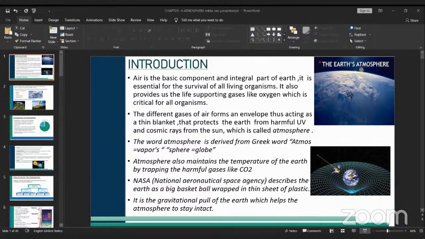Here you can observe also the Hadley cell, warm air, and again high pressure, low pressure. Near the equator region you have the low pressure area. In the Tropic of Cancer, high pressure. Here again low pressure, and in the polar regions again you have the high pressure areas.